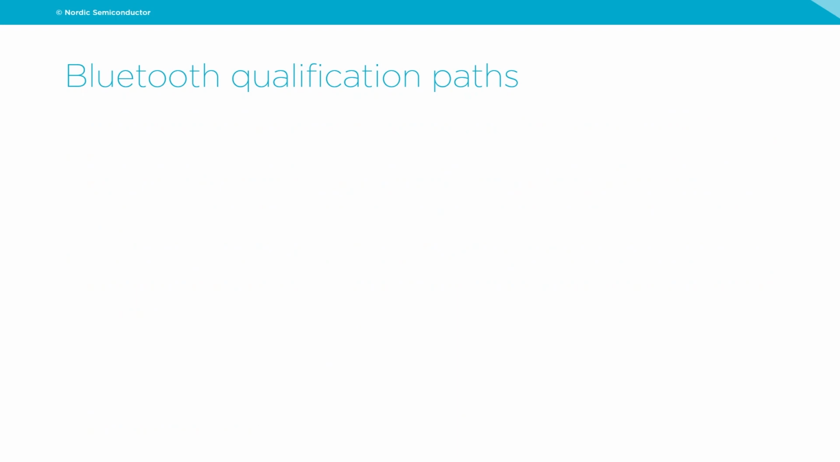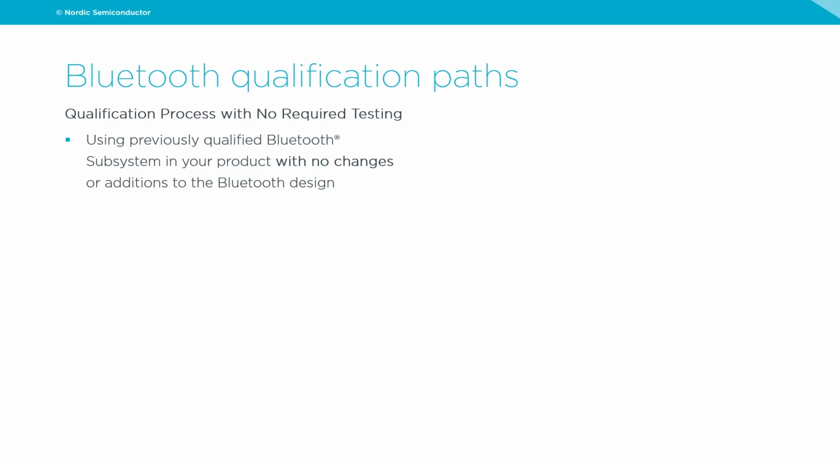Bluetooth offers two qualification paths. The first one is referred to as qualification process with no required testing. This path is applicable when you use another member organization's previously qualified Bluetooth end product or subsystem in your product with no changes or additions to the Bluetooth design.